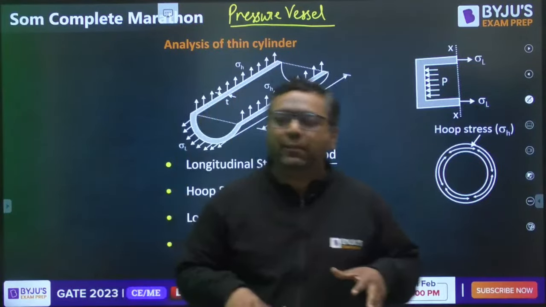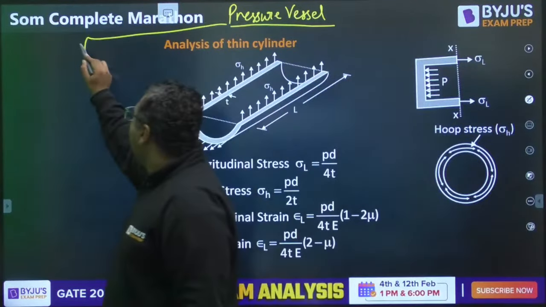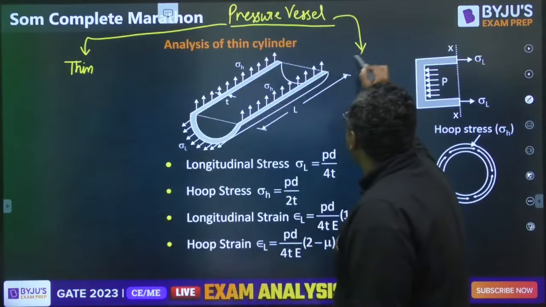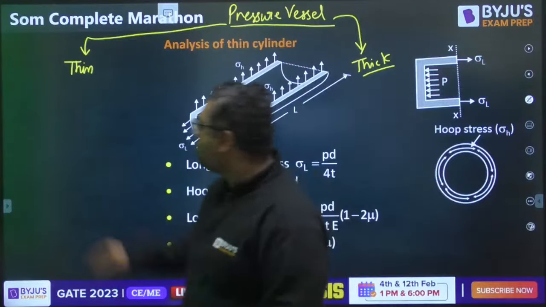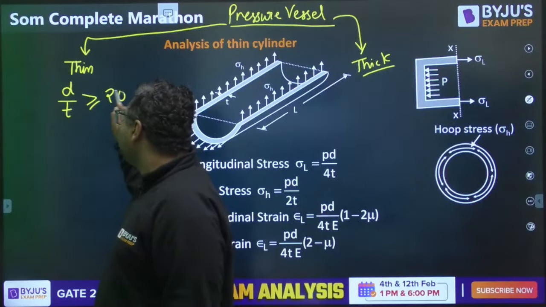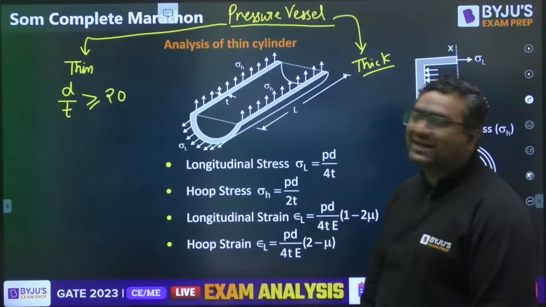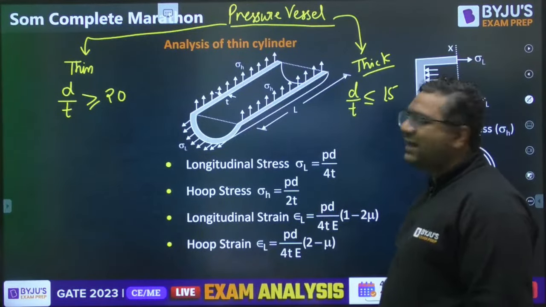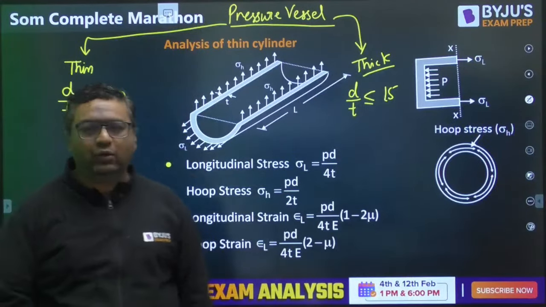They can be of two types, thin or thick. One is said to be thin, one is said to be thick. In the ESE paper, many times they have asked what the criteria is for thin and thick. If the D by T ratio is more than or equal to 20, where D is diameter and T is thickness, we call it thin. And if the D by T ratio is less than or equal to 15, we call it thick. In between, we cannot say exactly; that depends on the conditions.